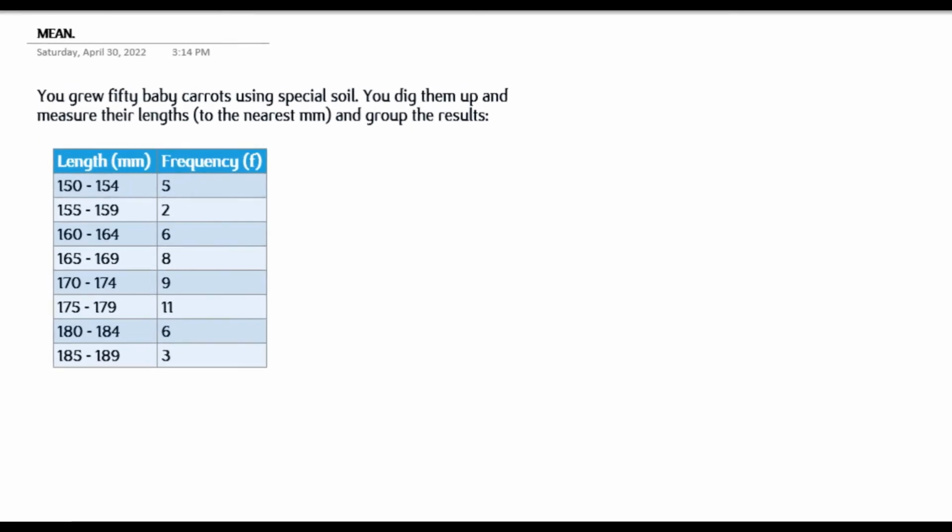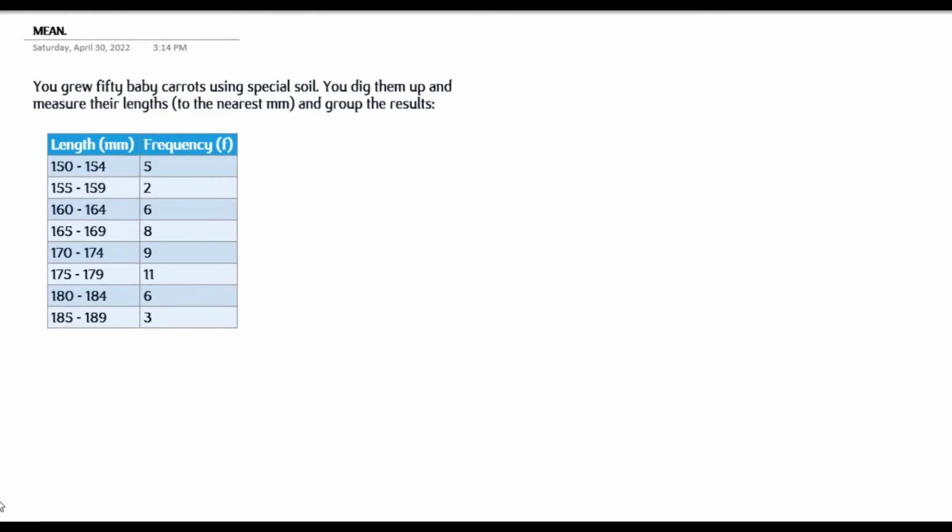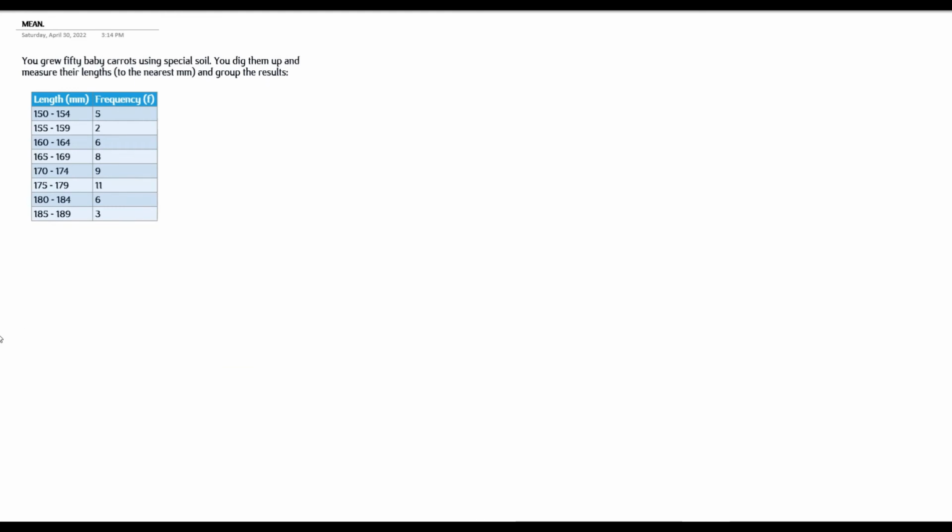It says that you grew 50 baby carrots using special soil. You dig them up and measure their length to the nearest millimeter, and we have the group of results. So we have length and we have frequency. So we are supposed to get the harmonic mean of this data set. So the first step is to actually extract out the table. That is, we're supposed to reconstruct it.